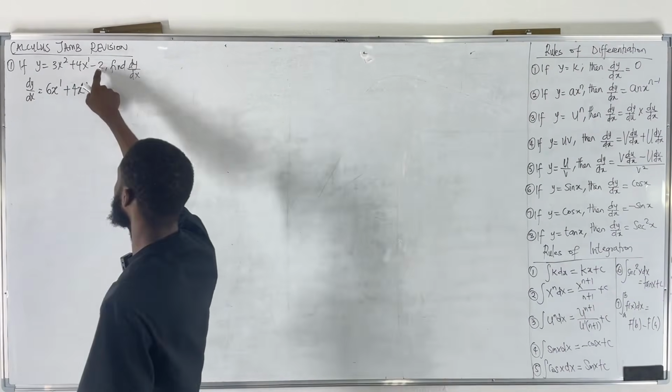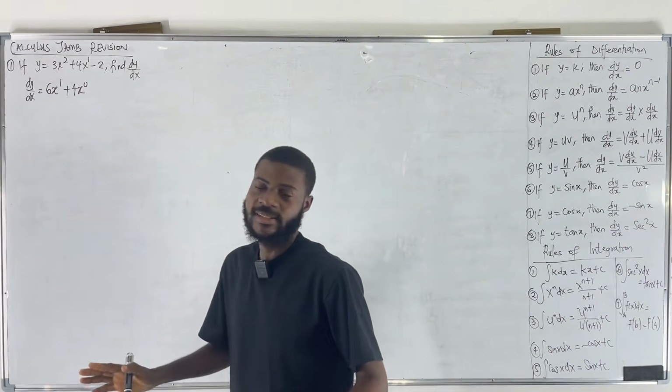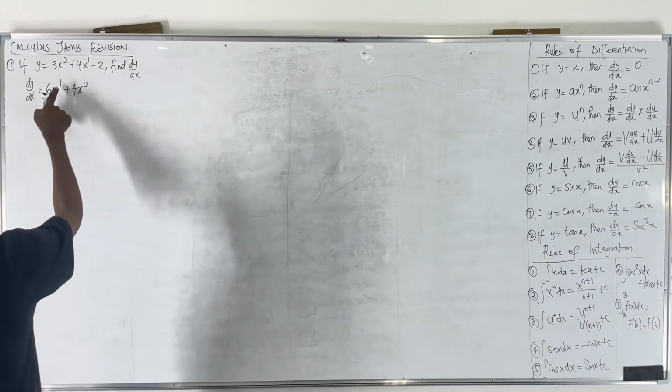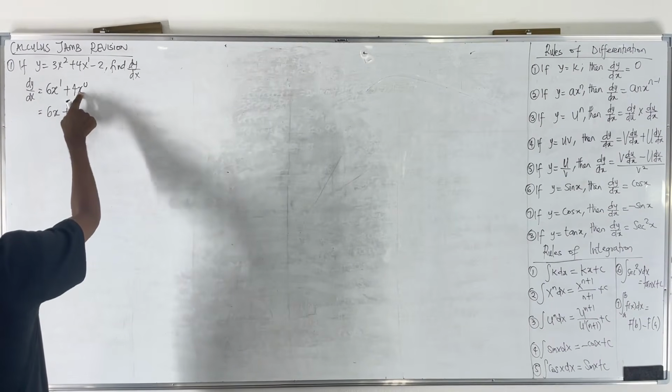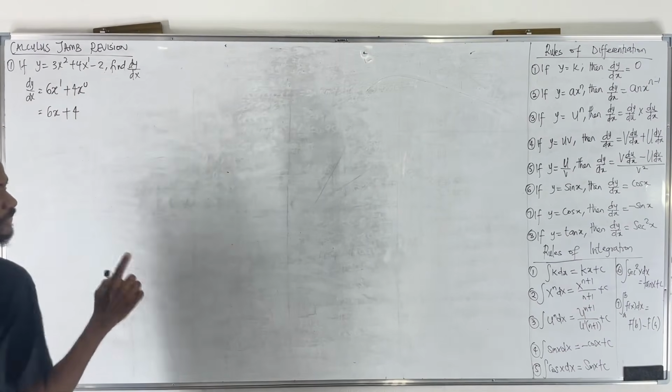Now this is minus 2. If you differentiate minus 2, you will also get 0 because it does not have x. So that's why that one will go away. So this will become 6x. You know, anything to the power of 1 can just be written as 6x. And then plus x to the power of 0 is 1. 4 times 1 is 4. So this will just be 4.